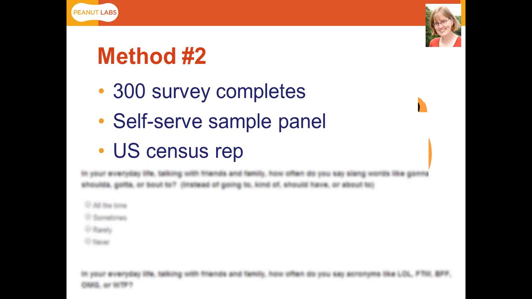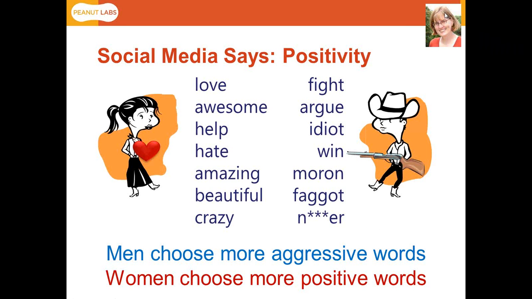Now, one of the first things that people think about when they think of social media verbatims is sentiment. So not surprisingly, that was one of the first things we looked at. Across the 5 social media data sets and across the millions of verbatims that we collected, we did see that men and women differ in their sentiment. Women did indeed choose more positive words, such as love, awesome, and help, while men did indeed choose more negative, aggressive words like fight, argue, and idiot.